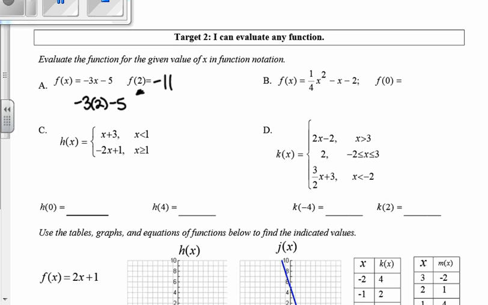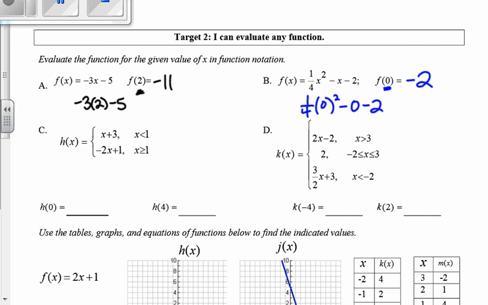So same thing over here. On b, I'm going to take this value in parentheses and I'm going to plug it in for x. I'm going to plug it in for all the x's here, and then I'm going to simplify. So if I do 1/4 times 0 squared minus 0, that all gives me 0, and then I subtract 2, so I get -2 in the end.